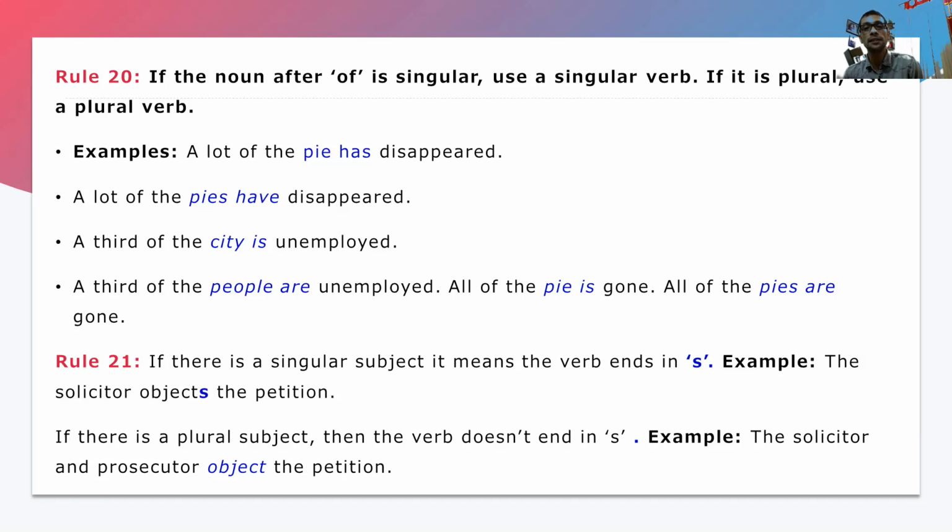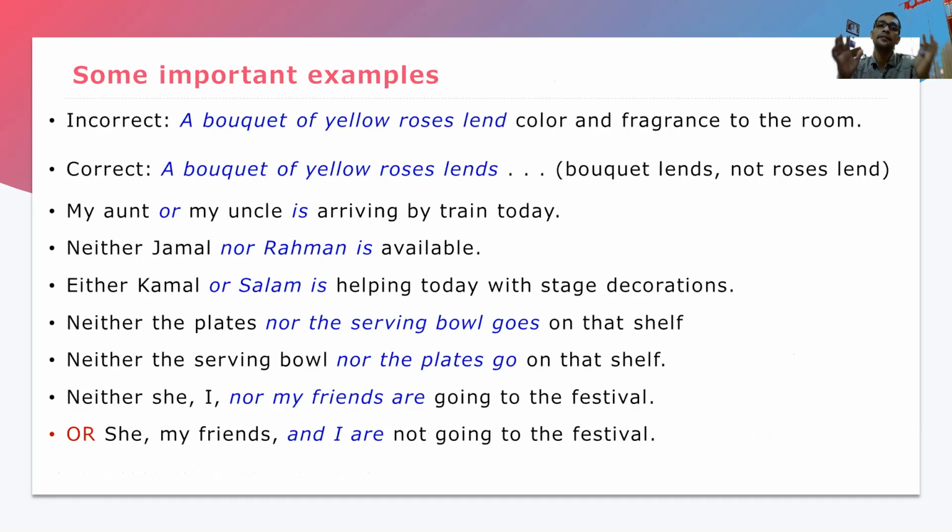Because there are two subjects, it means plural subject, two subjects. So the verb would be plural. But when there is only one singular subject, if it is third person singular, then the verb will take S or ES. It's a very common and simple rule for all of you. Okay, dear students, let us go to the next slide. Let us have a look at some important examples.